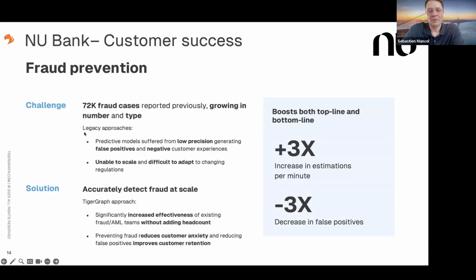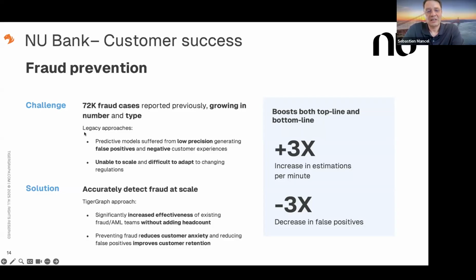With TigerGraph, the breakthrough came from resolving entities across accounts, devices, and transactions. By connecting signals like shared phones, emails, and transaction behaviors, they could see the full context of a customer or fraud ring, not just individual records. That entity resolution foundation allowed their fraud models to run faster and more accurately. The result? 3 times more transactions screened per second, and at the same time, a 3x reduction in false positives.